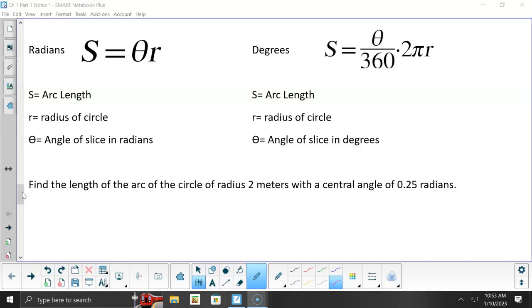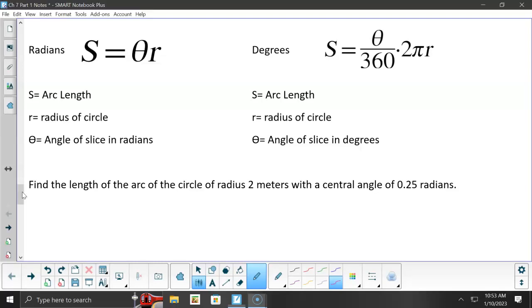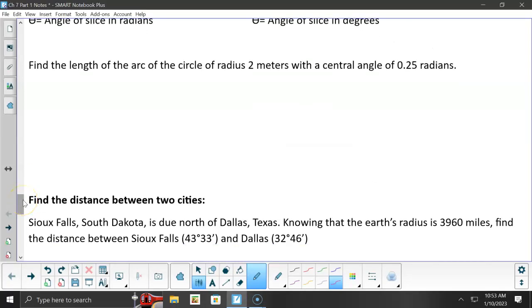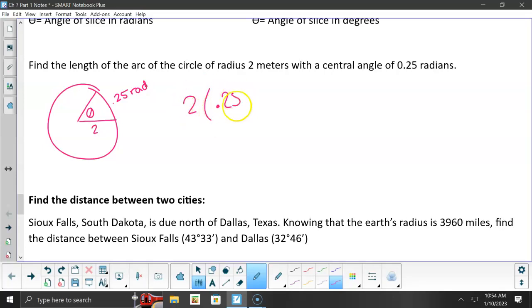Alright, what are we thinking? About ready? Alright, so I've got the arc length. I need to find it. A circle of radius 2, and then I've got a central angle theta, and theta equals 0.25 radians. So which formula am I using? The one on the left or the one on the right? Like on your sheet of paper, left or right? 2 times 0.25. So my arc length is going to equal 0.5 meters.